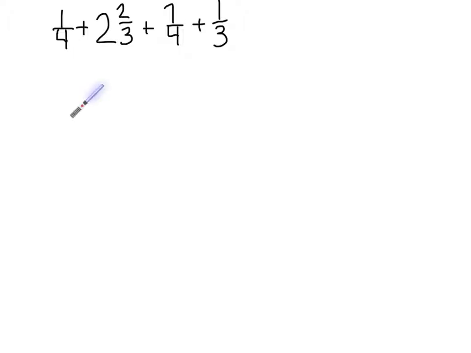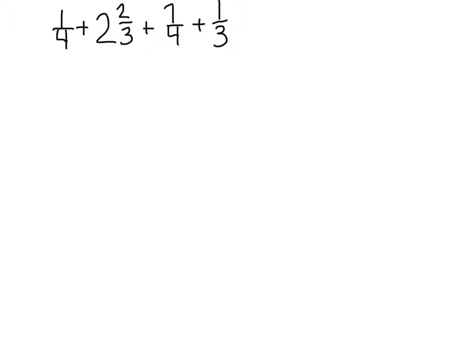So right here, I apologize for the pointer, I couldn't resist though. Here we have 1/4 plus 2 2/3 plus 7/4 plus 1/3. As I look at these numbers, I'm looking for ways to make things easier on myself, and I see 1/4 here, and that's not too easy to combine with this, but it is very easy to add to 7/4. Since the commutative property tells me I can add in any order, that's what I'm going to do.